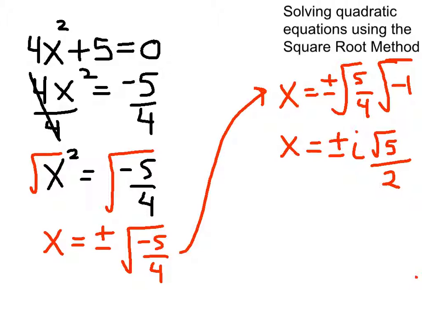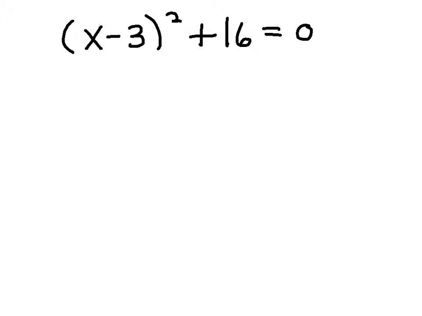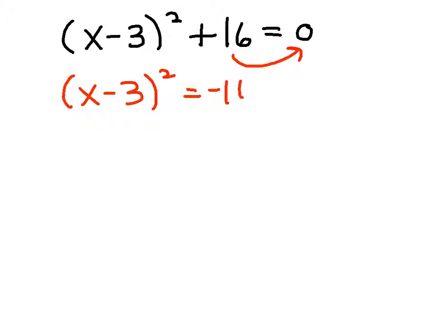All right, let's go ahead and look at the next problem. On this problem, again, we have to get that square, even though it's a quantity of x minus 3, we have to get that by itself. So we're going to take that 16 and move it over. So it's going to be x minus 3 squared equals negative 16.